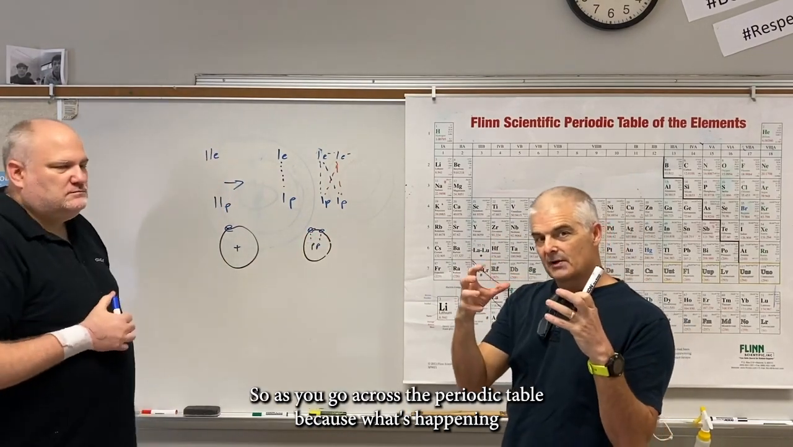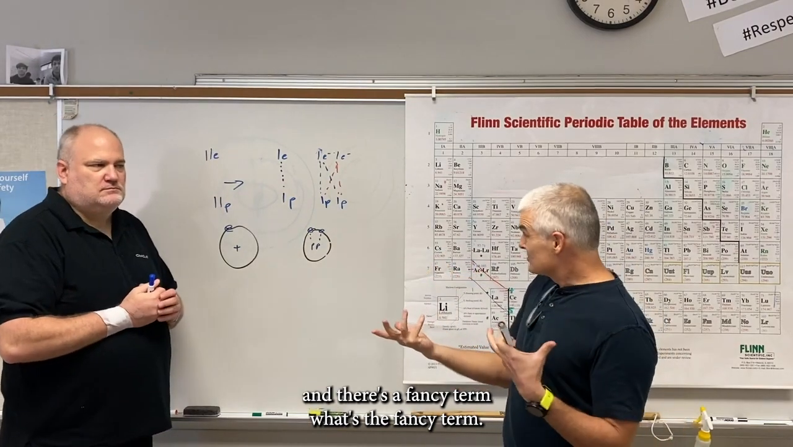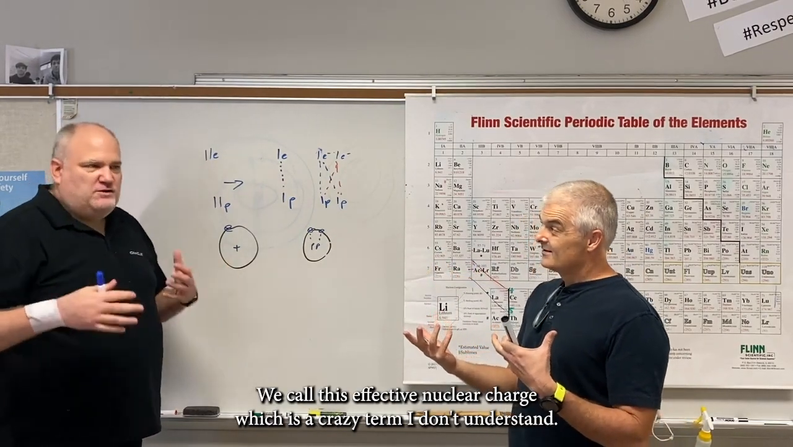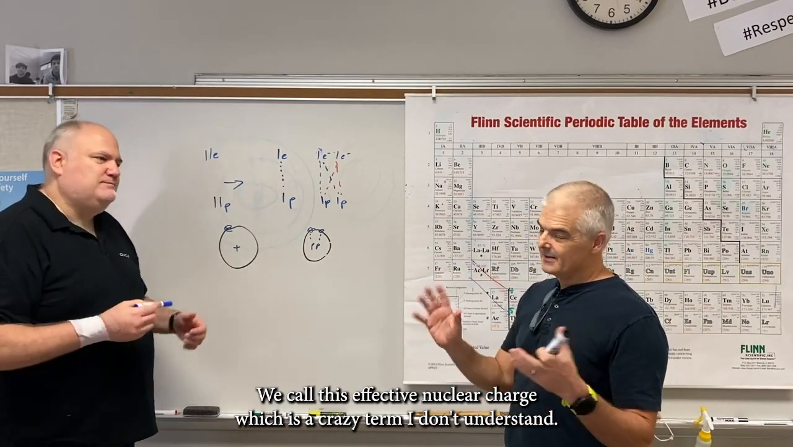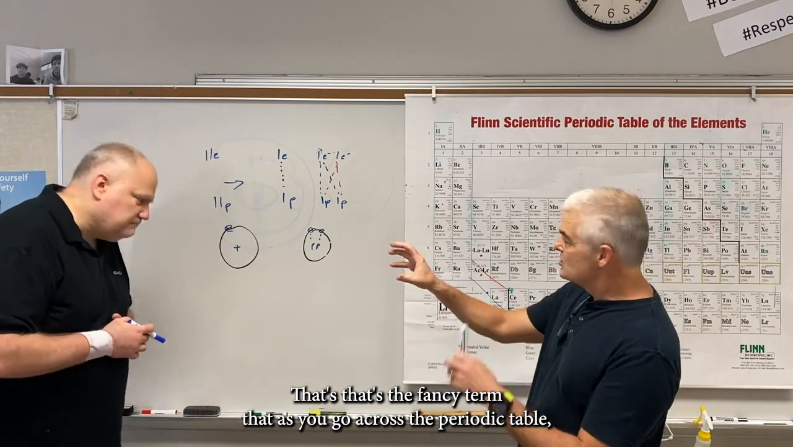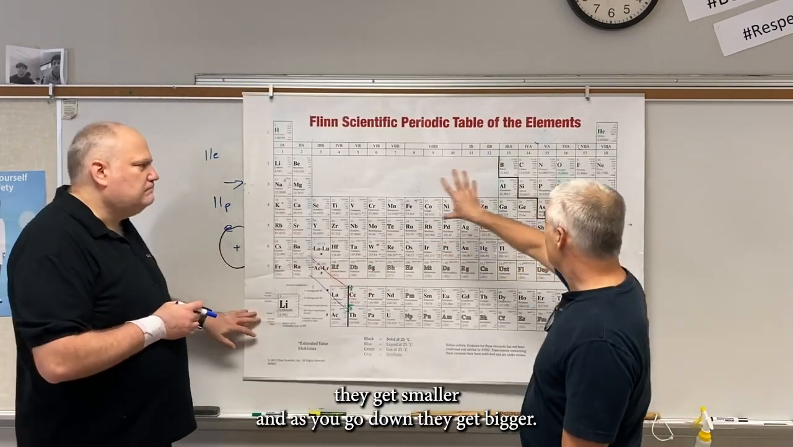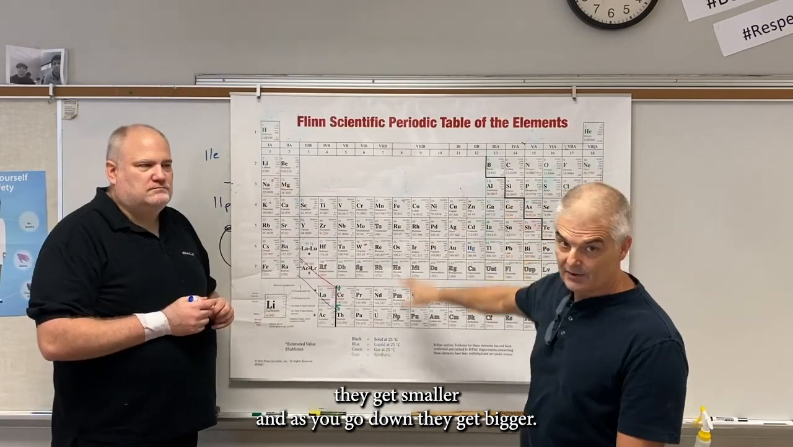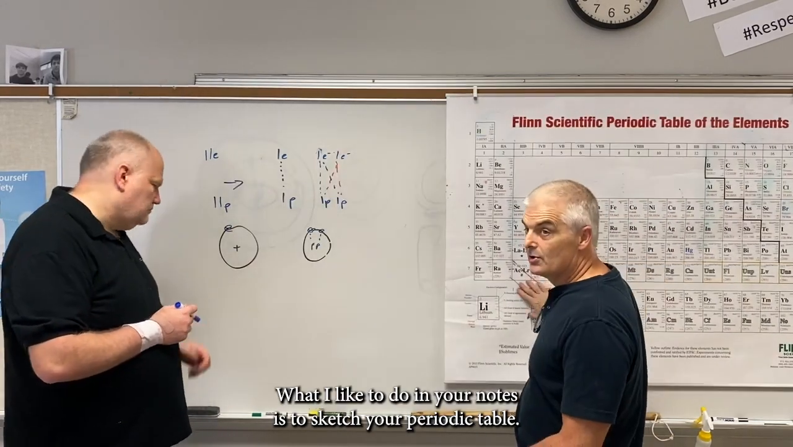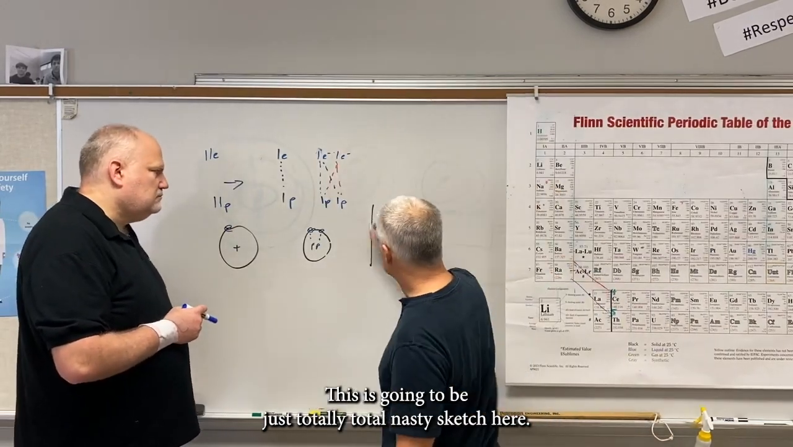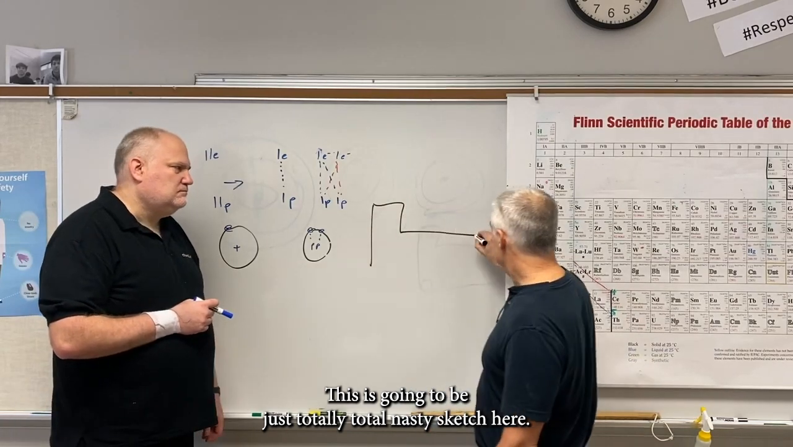So as you go across the periodic table, because of what's happening, and there's a fancy term. What's the fancy term? We call this effective nuclear charge, which is a crazy term, not everybody understands. That as you go across the periodic table, they get smaller, and as you go down, they get bigger. So what I'd like you to do in your notes is to sketch a periodic table, and this is going to be just a total nasty sketch here.